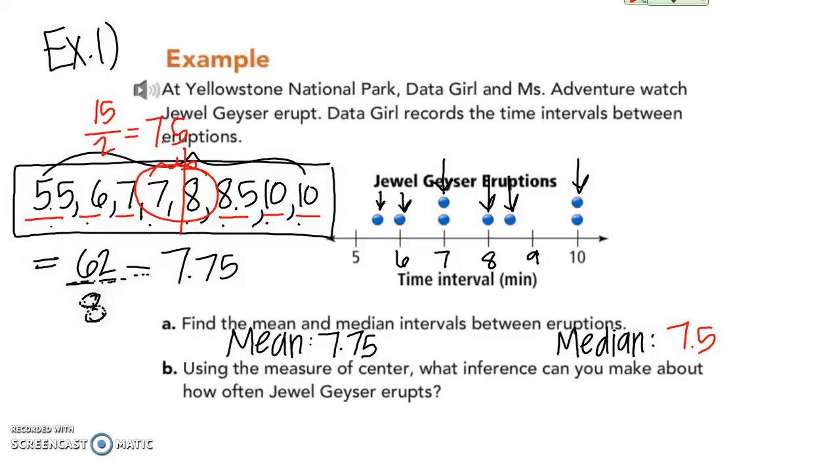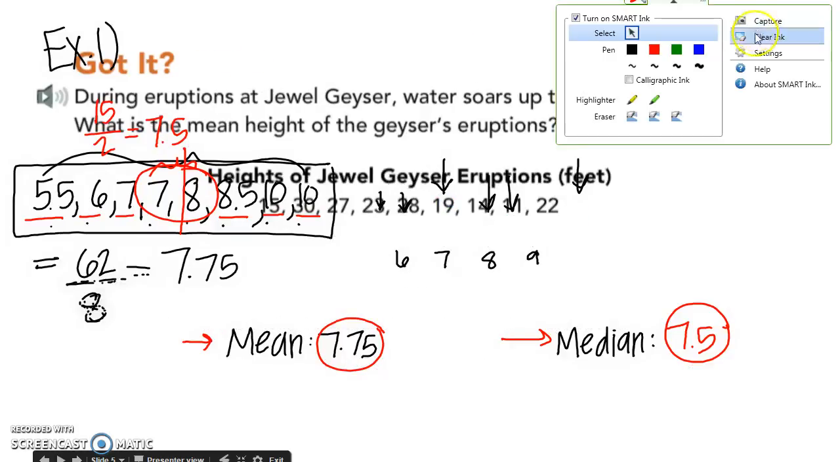Okay, and then the second part of this question says, using measures of center, which is this mean and this median, what inference can you make about how often the geyser erupts? We would make the inference that it is going to be about every 7.75 to 7.5 minutes. So it's going to erupt about 7.5, maybe closer to 7.75 minutes. That's what we would use to make our prediction.